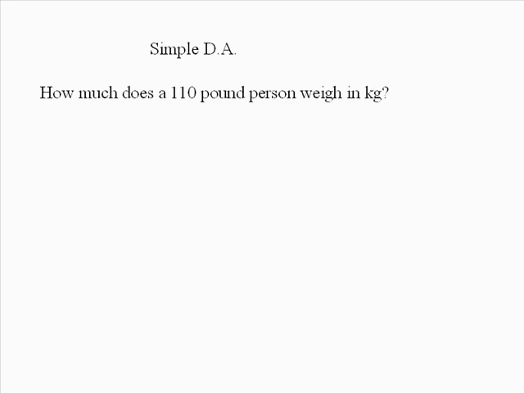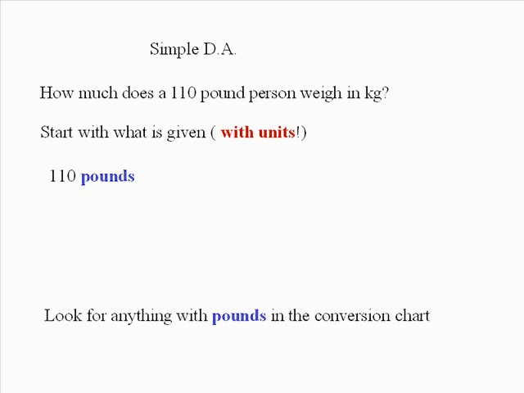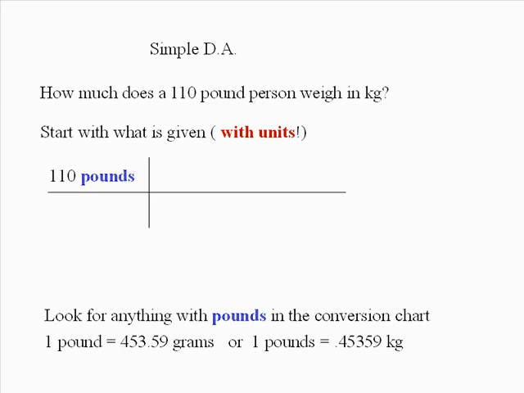How much does a 110-pound person weigh in kilograms? So you're going to convert pounds into kilograms. Always start with what is given with the units. So write down 110 pounds. If you look in the back inside of your cover, you're looking for anything that has the word pounds in it because your goal is to cross out the word pounds. There's a couple of them back there in the back of your book. You should be able to locate these. We're going to write the first one as 1 pound over 453.59 grams.